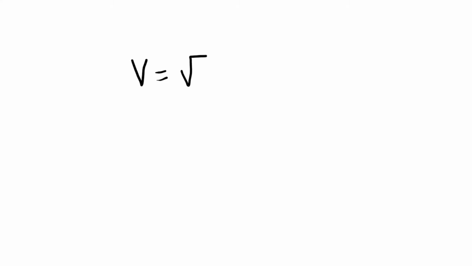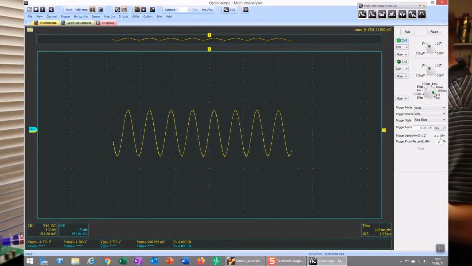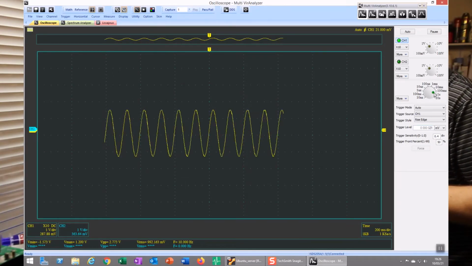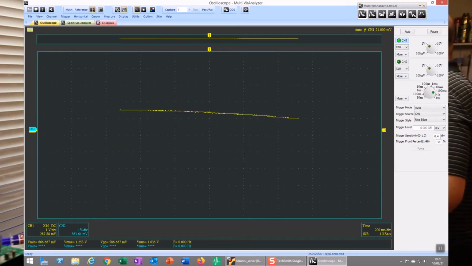voltage is a square root of power times resistance. Our power we want is 15 watts, which is what this unit is capable of delivering. And our resistance, as we said before, 7.5 ohms. Not 8 ohms, it's 7.5 ohms. I'm on the 8 ohm tap on the transformer because that's the closest one, but in fact, 7.5 ohms. So, let's get our frequency back up to 1 kilohertz.